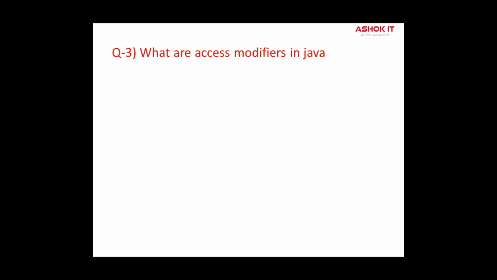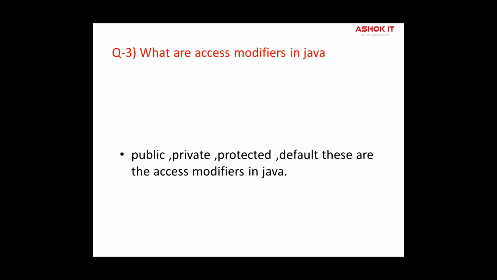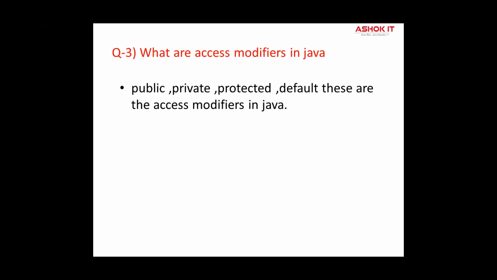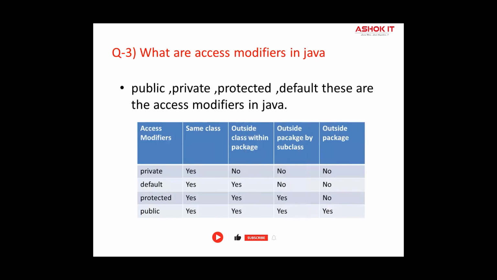Question number 3, what are access modifiers in Java? There are 4 access modifiers in Java: public, private, protected, and default. You can refer to this table for more information. Private. The access level of a private modifier is only within the class. It cannot be accessed from outside the class. Default. The access level of a default modifier is only within the package. It cannot be accessed from outside the package. If you do not specify any access level, it will be the default.